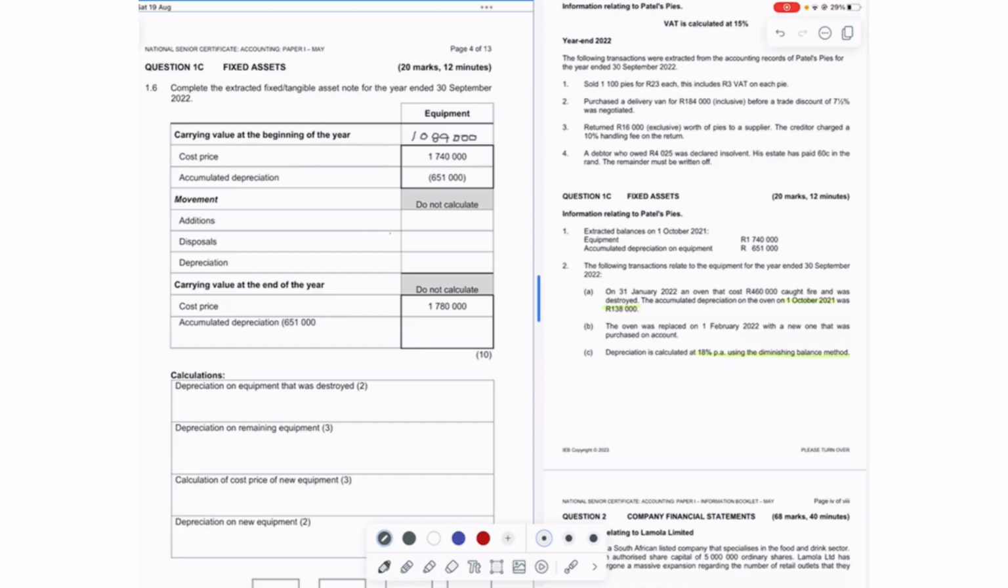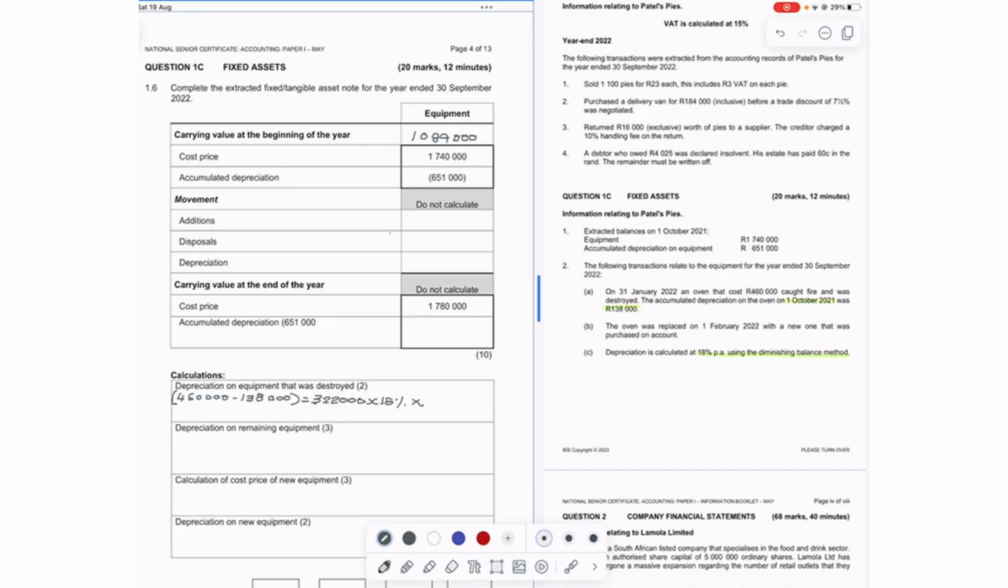So step 1, you're going to calculate your carrying value. We take the cost price, which is 460,000. From that, we're going to subtract the accumulated depreciation up until the beginning of the year, which was 138,000. That's going to give us our book value or our carrying value. That is equal to 322,000. The rate of depreciation is 18%, and it happened during the year.